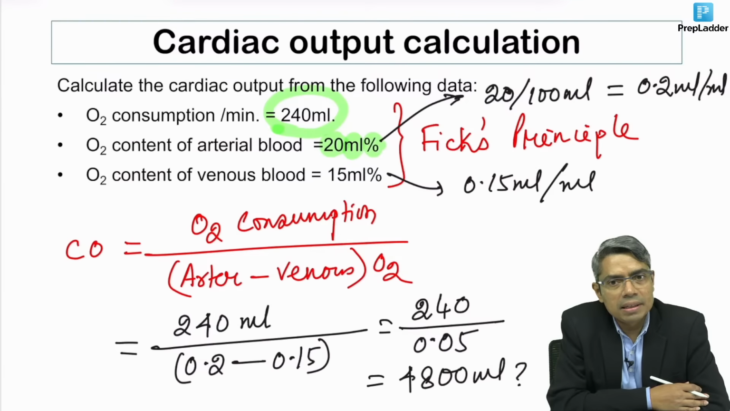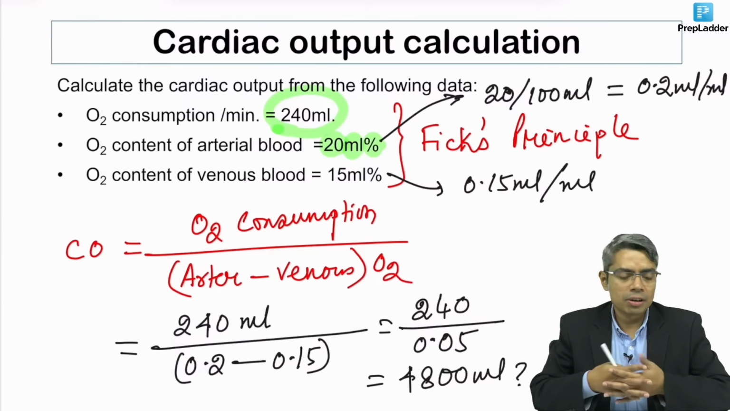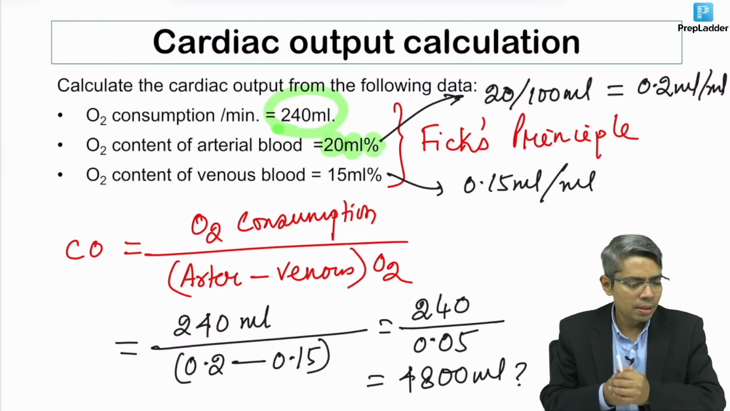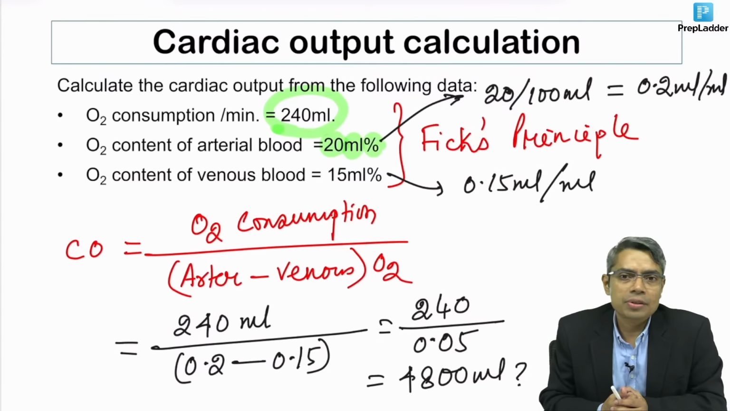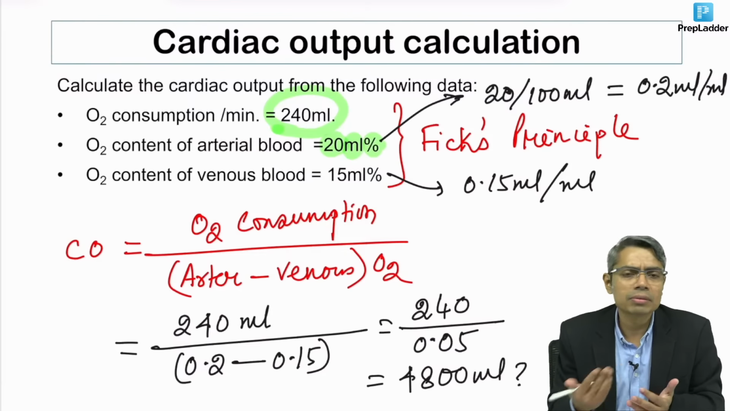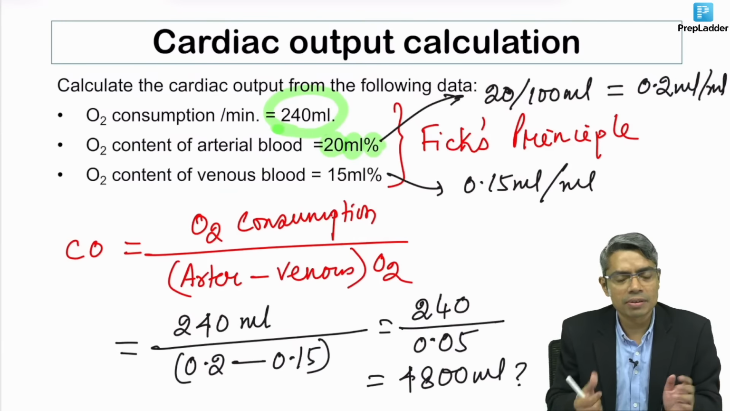All of you got it? Everybody? Tell me whether you get it or not. So, this is 4.8 liter or 4800 ml. Okay. So, I have converted everything into ml, so my answer will be in ml. Convert it into liter and that will be your answer. Very good. All of you.